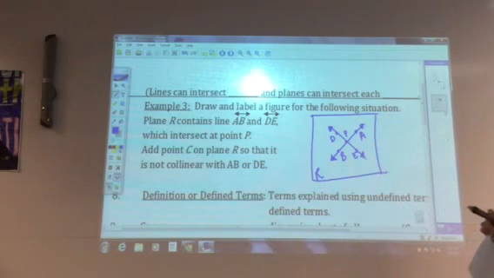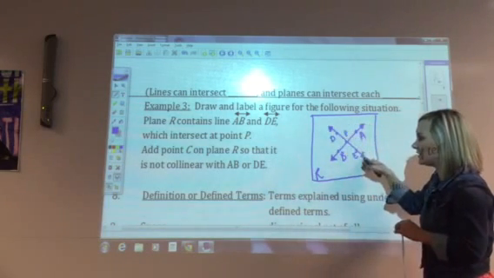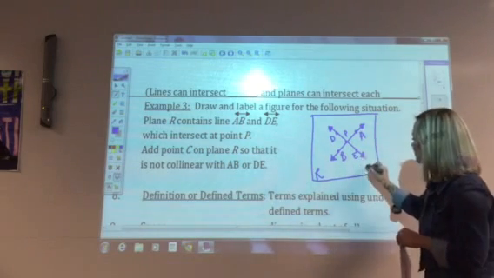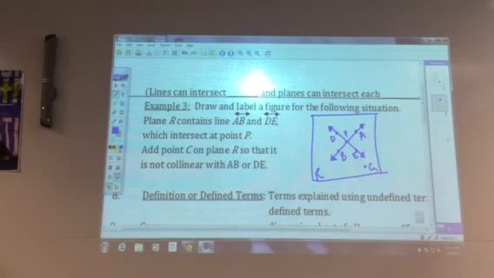And then it says add point C on the plane R so that it is not collinear, so it's not on either one of these lines, but it is in the plane. So I'm going to go ahead and just add point C somewhere outside of the 2 lines, but still in the plane.